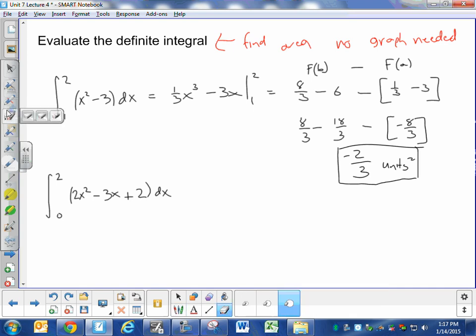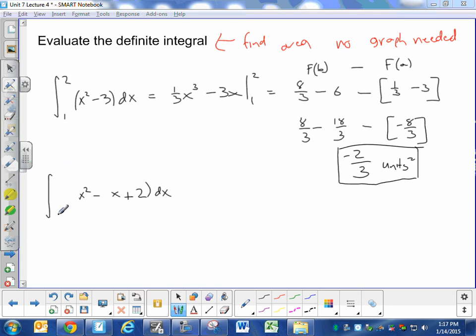And let's change this up a little bit for ease of calculations, but let's make it a little harder. Let's go from 2 to 3, but let's make this 3x squared, and this is 2x.